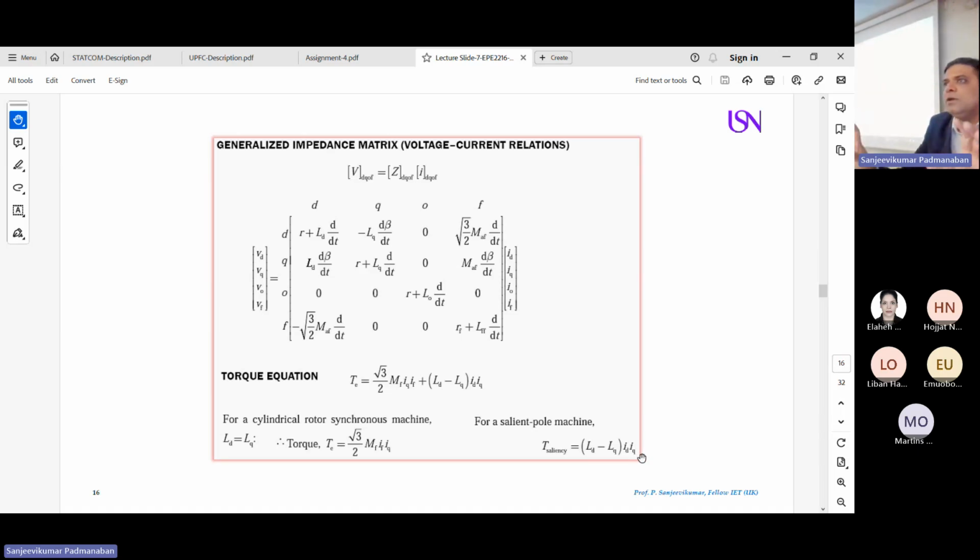So this is the difference based on the machine used, for example in your hydropower plant. If you are going to use a rotor which is cylindrical, you have to use this formula. If you are going to use a salient pole machine, you have to use this formula. That's it.